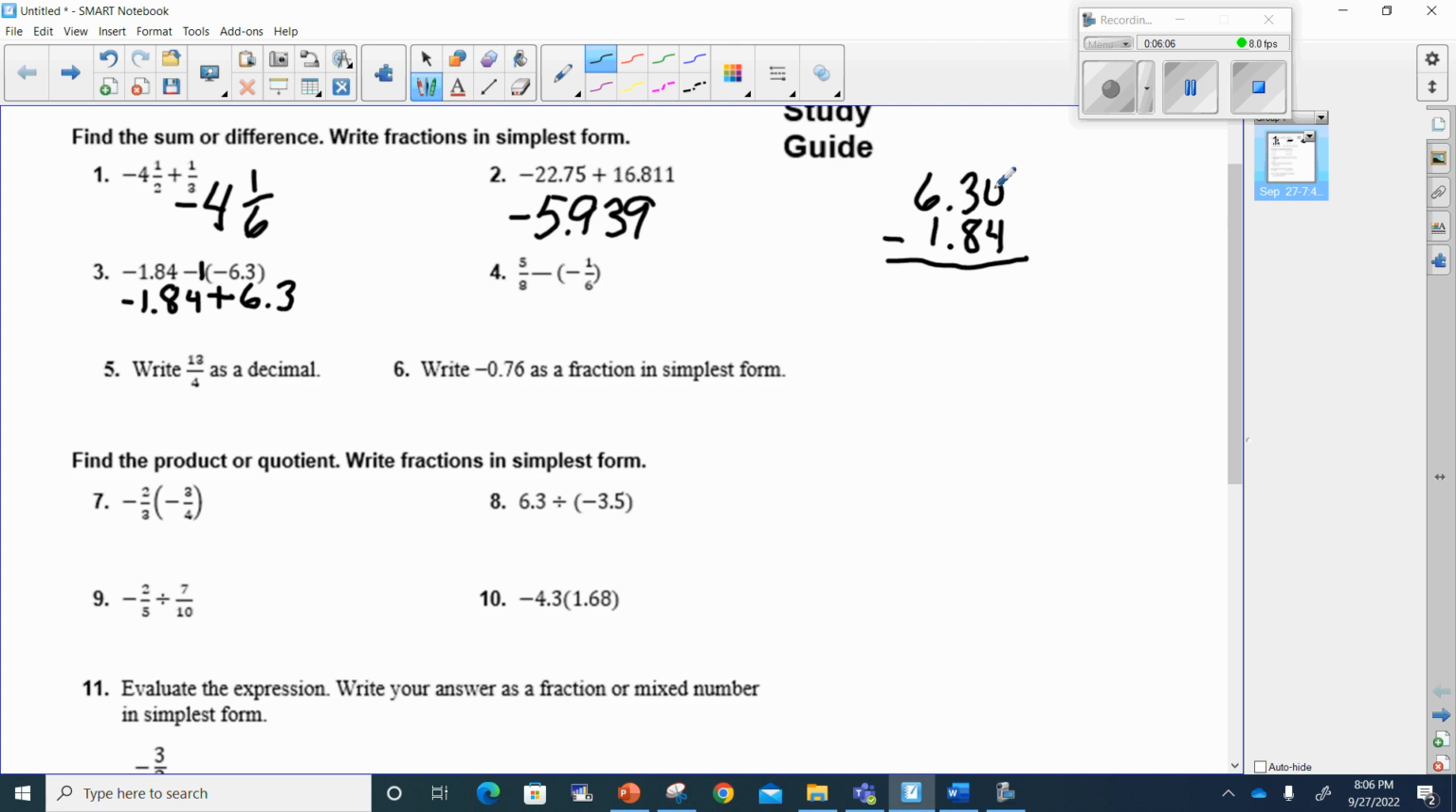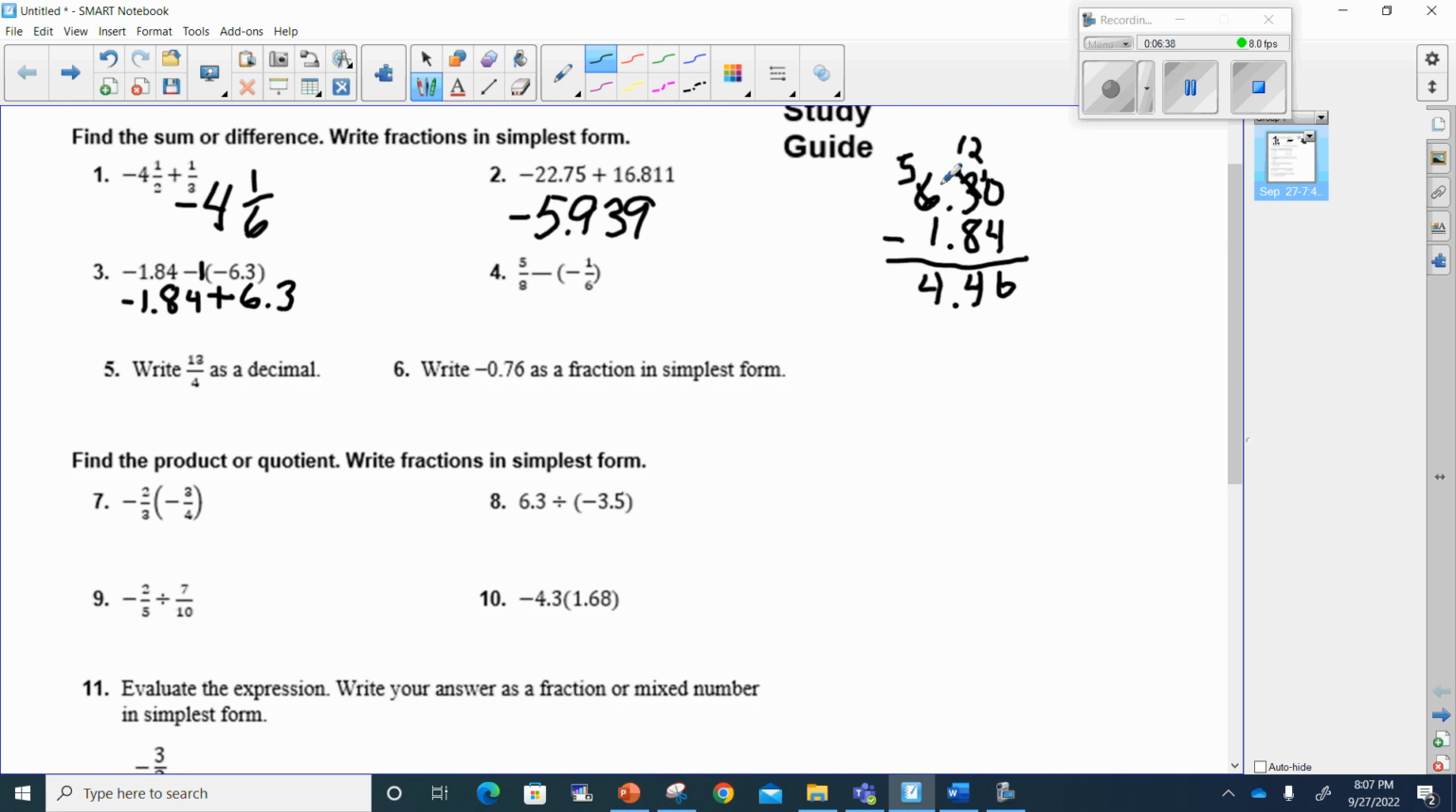I'm going to put a 0 over here because I have to subtract 4 from something. 3 is not bigger than 8, so I have to borrow from the 6 and make it a 5. This 13 becomes a 12. And now this becomes a 10. 10 minus 4 is 6. 12 minus 8, well, that's 4. My decimal comes down, and 5 minus 1 is 4.